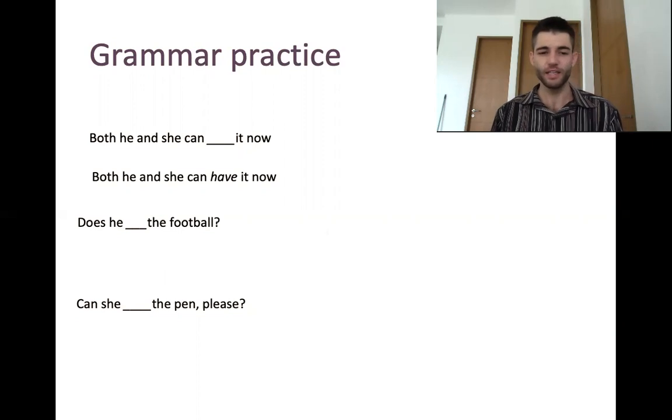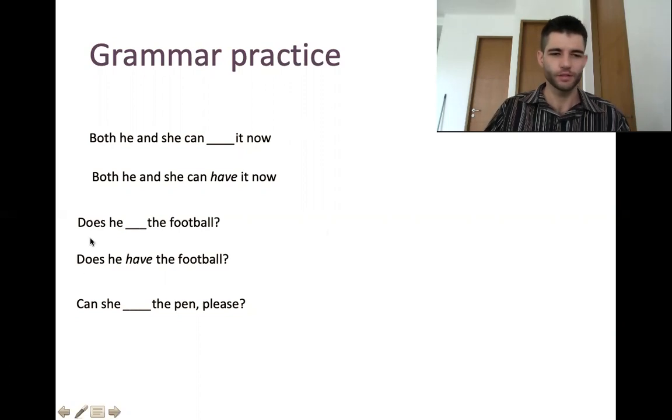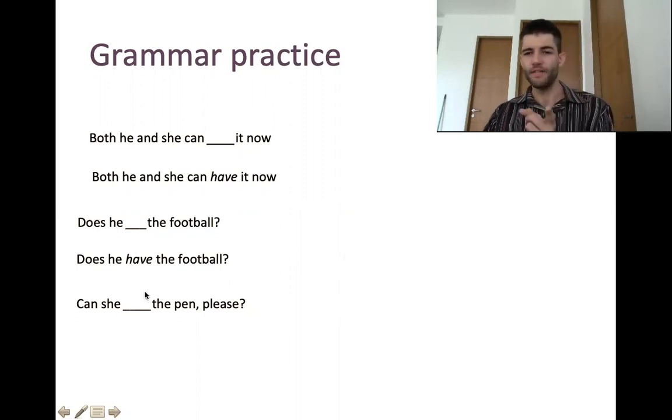It says, does he have the ball? Does he have the football? So he goes with has, but it's a tricky one. Now it says, does he have the football? Why? Because the word does has an S and because it's a question. So when we use a question, we use the word have. So, does he have the football? And not does he has the football.